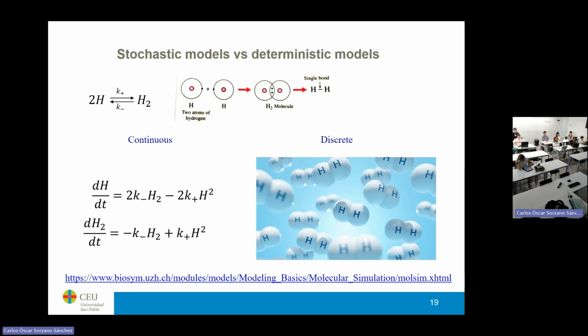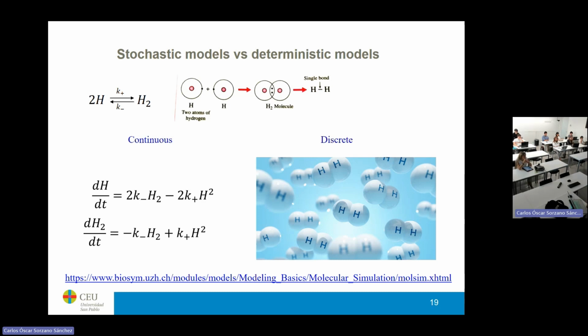This is a continuous description of this equilibrium. Have you seen these kinds of descriptions before in chemistry? You haven't seen this? Never? None of you? Equilibrium, you have seen equilibrium in chemistry, right? Reactions.